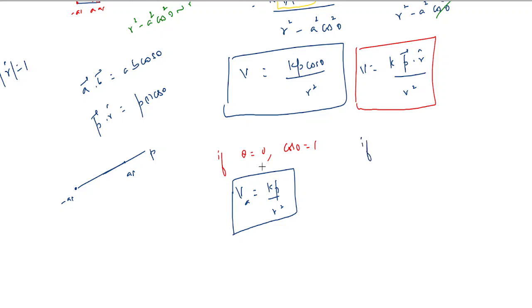Similarly, we take case 2. Case 2, if theta is equal to 90 degrees, then cos 90 would be 0. So 90 degrees would mean that it's some point like this. This is the point somewhere here. It means it's on the equatorial line, 90 degrees. So V on the equatorial line is equal to 0.